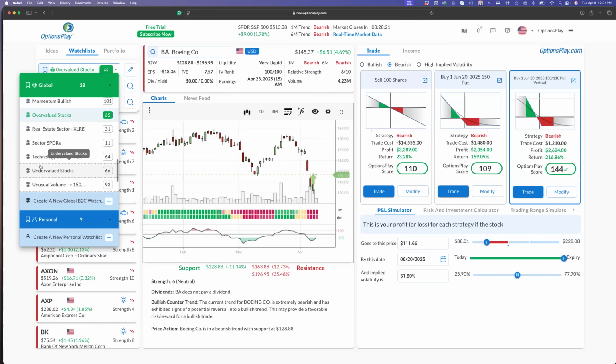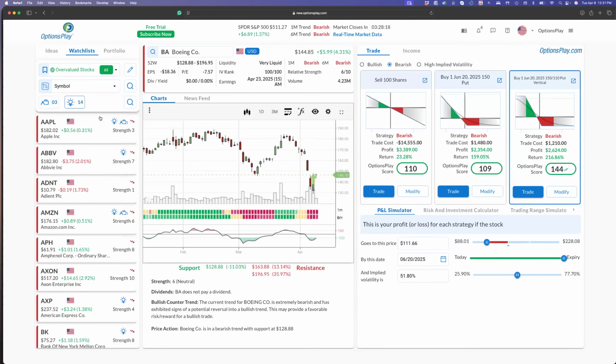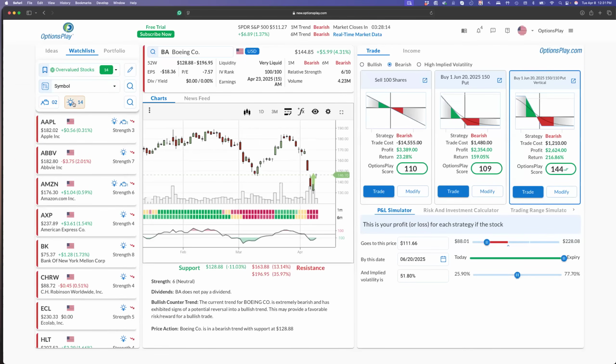So for example, if we're looking at overvalued stocks, we can click on this button that shows us which stocks in our overvalued list have also triggered a trade idea for today. And that's going to help you identify stocks where the timing aligns with the fundamentals of the stock as much as possible.